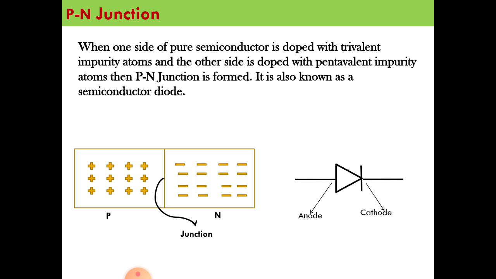So in this figure, when this P type semiconductor and N type semiconductor are stacked together, a junction is formed. This common border is known as the junction. It is also called the depletion region, and this complete assembly is called a PN junction. This is the symbolic representation of the PN junction in the circuit diagram.